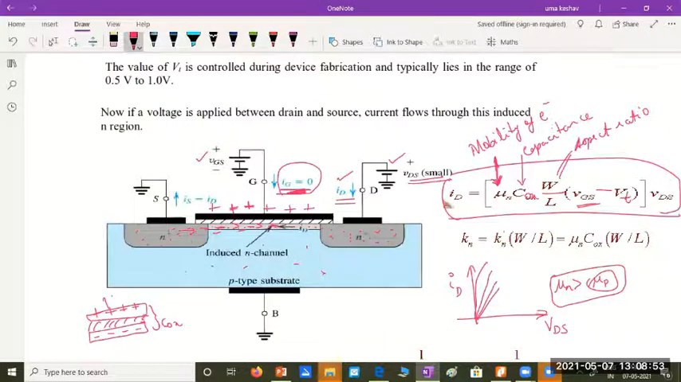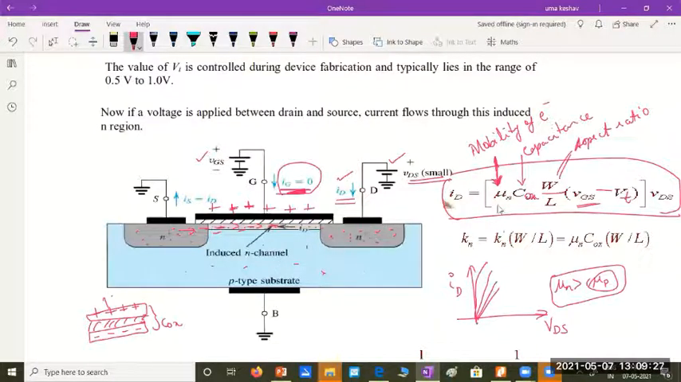This gives you the expression of the drain current for small values of drain source voltage. Very often this mu n Cox into W by L, we represent with a single constant known as Kn. So please remember, if I write Kn into (VGS minus VT) into VDS, Kn should be replaced with mu n Cox W by L. Please make a note of this relation if you haven't done it last time.